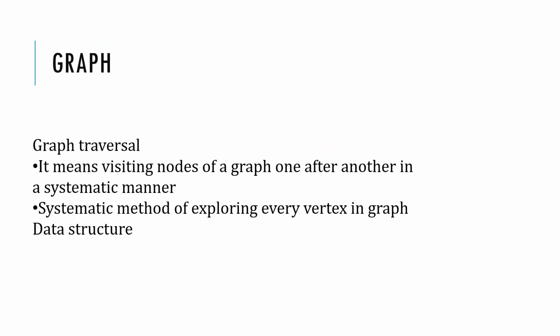This can be applicable for the graph structure also. So what is the meaning of graph traversal? It means visiting nodes of a graph one after another in a systematic manner. So it is a systematic method of exploring every vertex in a graph data structure. So this is the meaning of graph traversal.